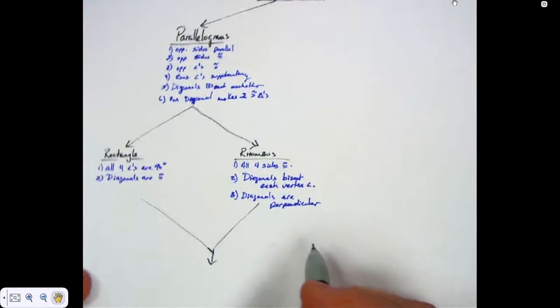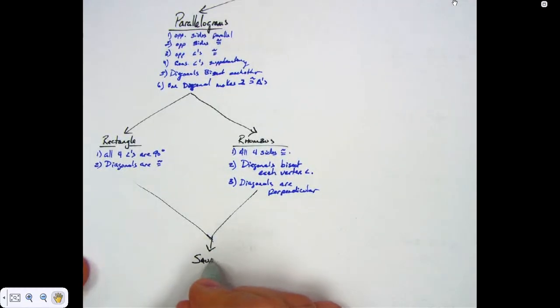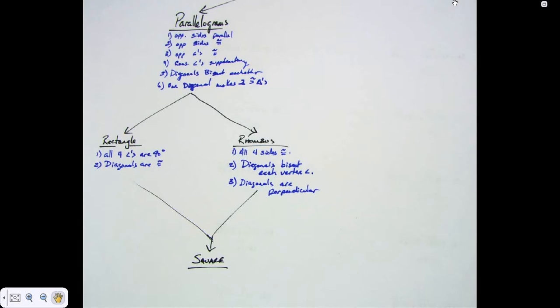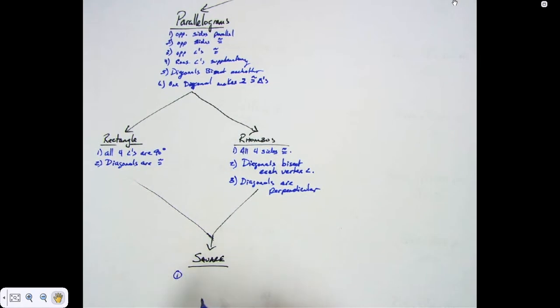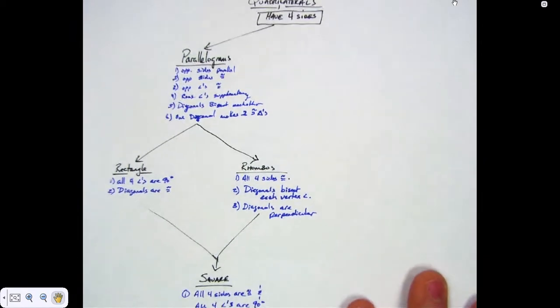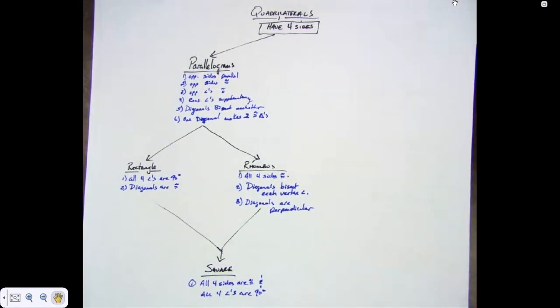Rectangle, rhombus had a kid. What would they call it? Square. What makes something a square? All four sides are congruent and all four angles are 90 degrees. That is this chapter in a nutshell, isn't it?